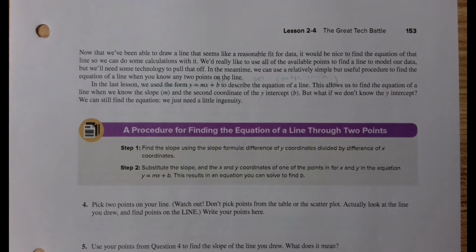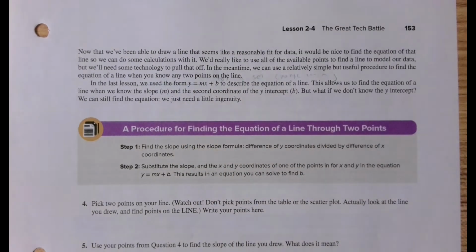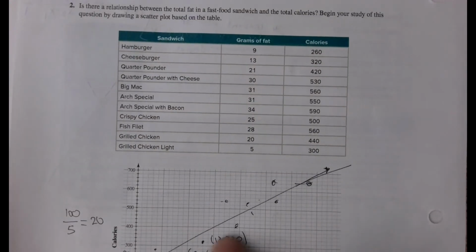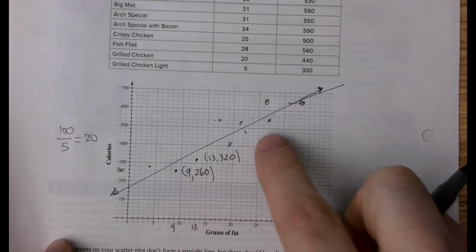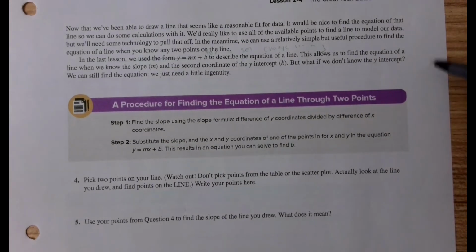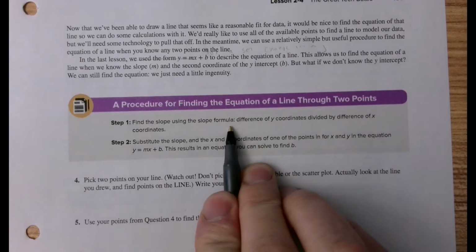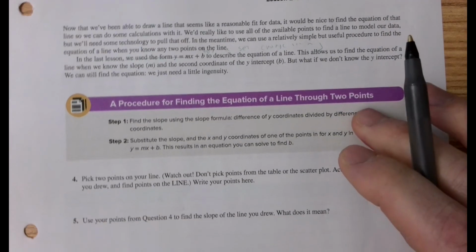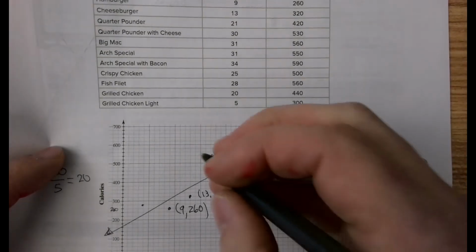So our author says that now that we've drawn a line that reasonably fits. Okay, do you agree? It's reasonably fit, right? We want to find the equation of that line. So he talks about a procedure here that you can go to. Find the slope using the slope formula and then substitute in there. In other words, we're going to pick 2 points on this line.